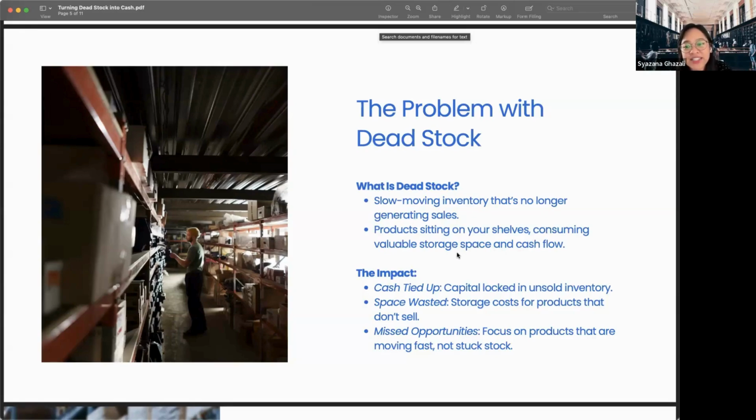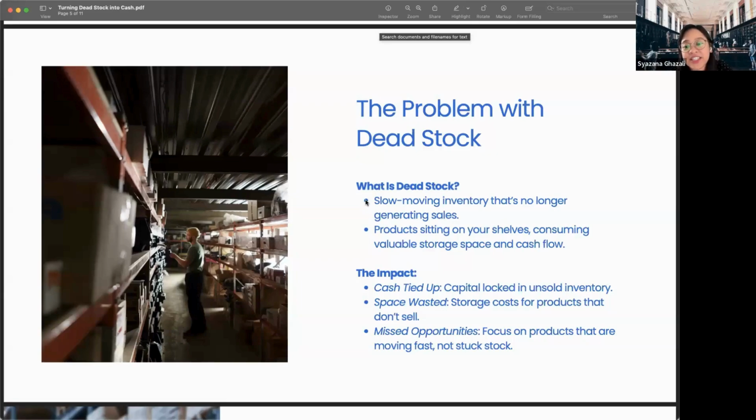So again, they are basically products sitting on your shelf. And of course, if it's sitting on your shelf, it's taking space and you're paying for that space, and it's affecting your storage space and your cash flow. So what is the impact of this dead stock? Basically cash tied up, right? All your capital locked in all this unsold inventory. And then again, like I mentioned, space wasted, because when you have storage, that costs money. And of course, if you don't sell it, it's just sitting there.